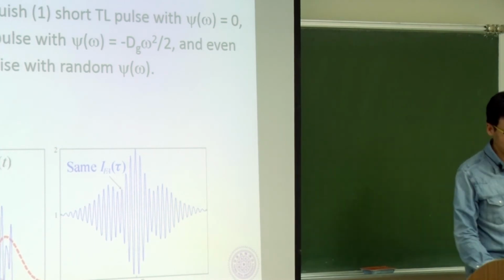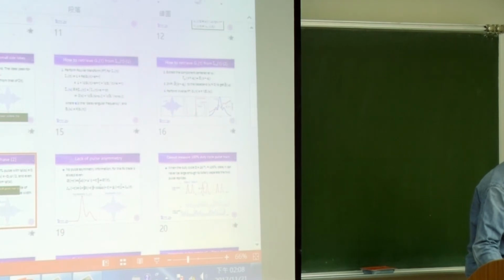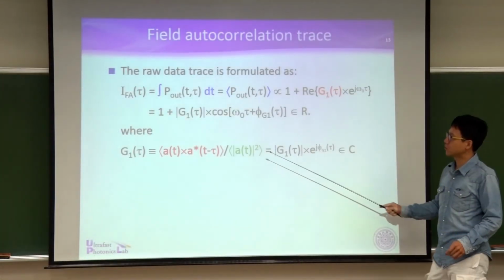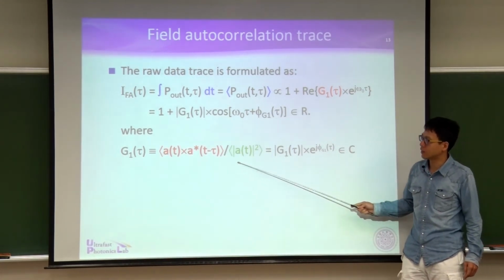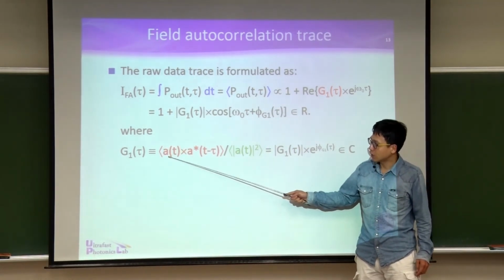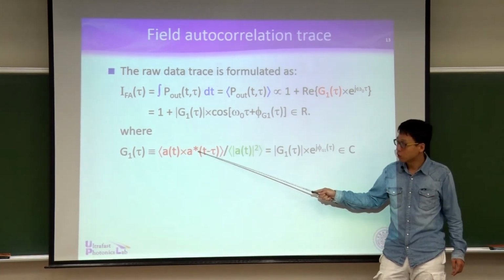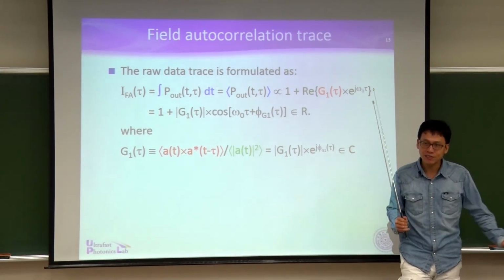Yes. Let's check the definition of field autocorrelation function. Okay, so this is the definition. Just look at the numerator. Forget about the denominator. It's nothing about the shape of the trace. Complex function A times complex function A of t minus tau complex conjugate. So of course, envelope matters, but phase also matters.